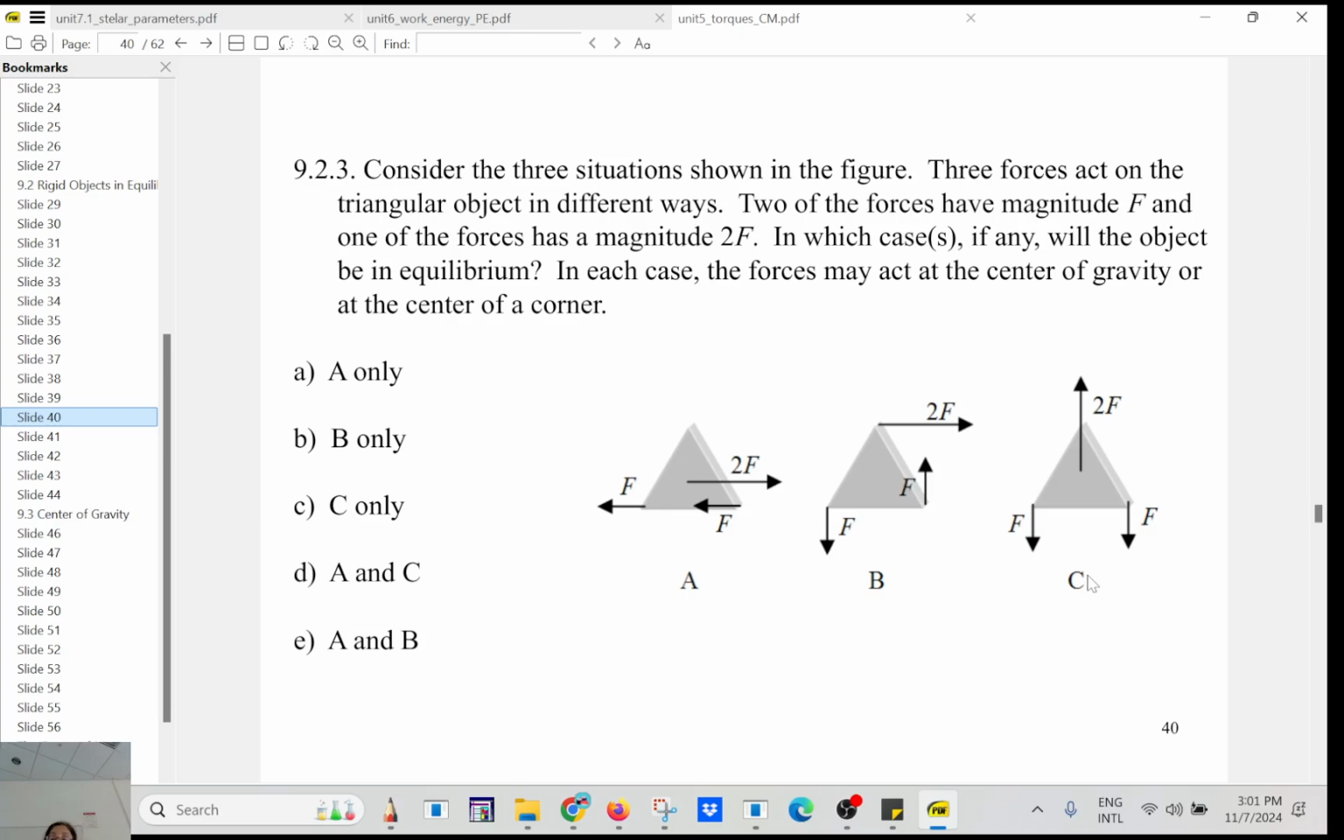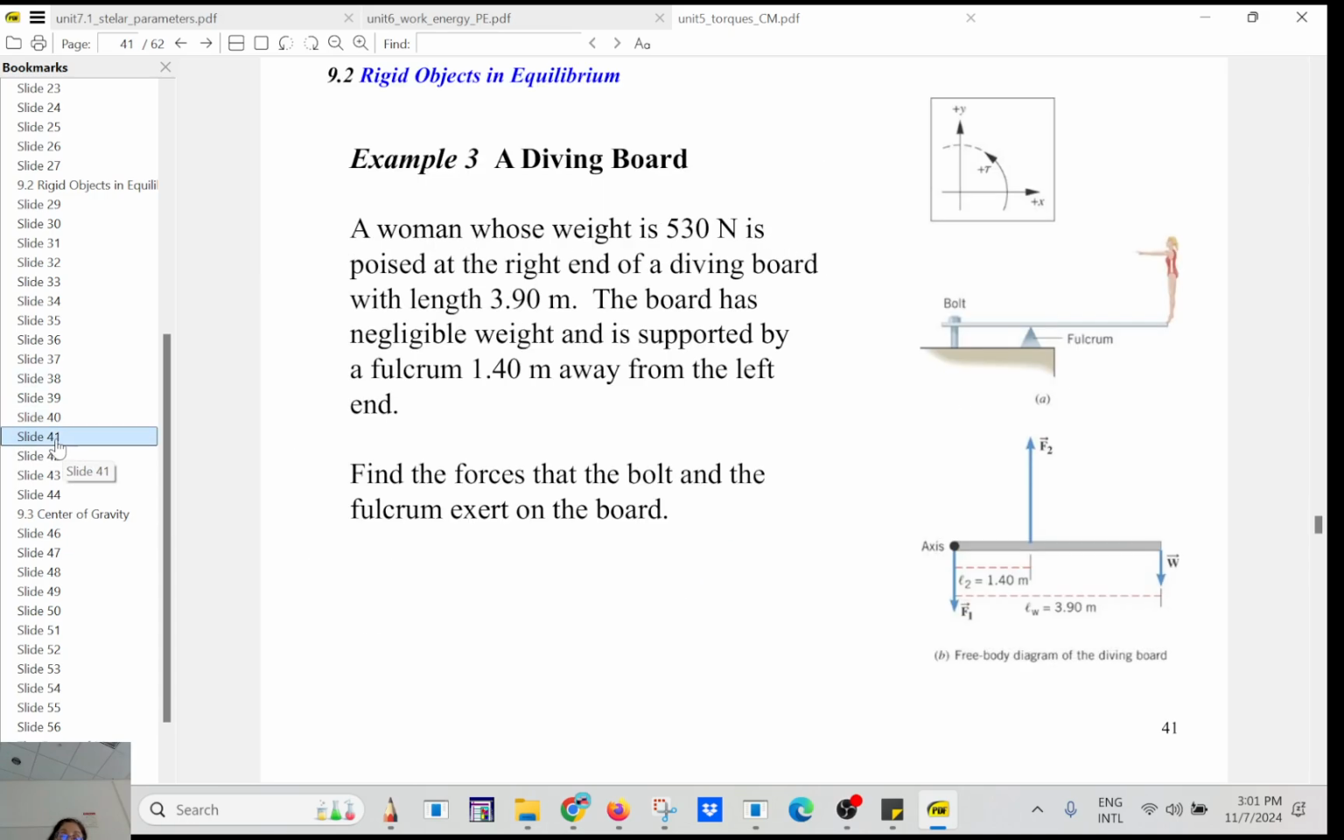Okay, so in that case, what is the only one that will be in equilibrium? C? Yes, because the other one, for example, this one is 2F and F, so right equals left, but about the axis of rotation, it will make a rotation happen. So this is called static equilibrium, when up equals down, right equals left, and the torques balance each other out.